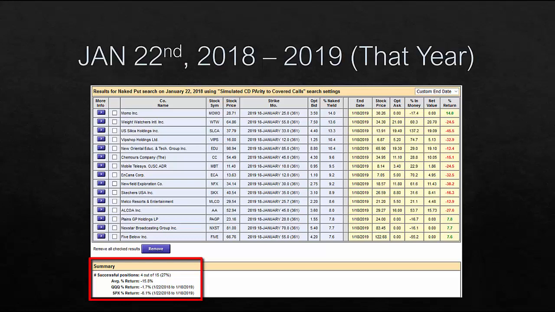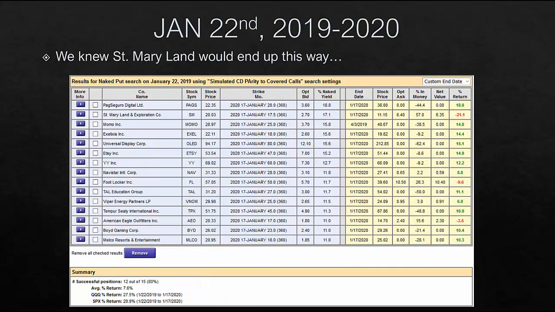Everything else in the middle was rough, with almost a 45.5% loss on US Silica Holdings, 33% loss on VIPS. Kind of hard to overturn. Loss of 15.8% on average, compared to the loss of 13.6% we saw with the simulated CD covered call approach. QQQ, SPX down the same ranges that we saw as well. Let's move on to the next year. Get out of that 2018 to 2019 cycle.